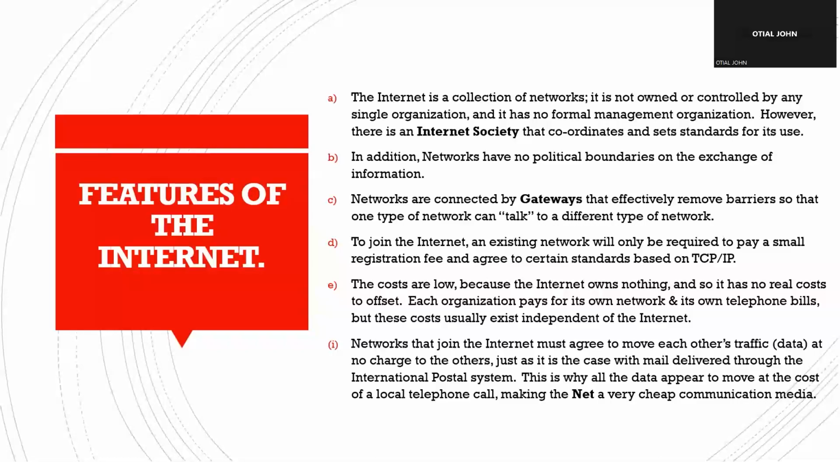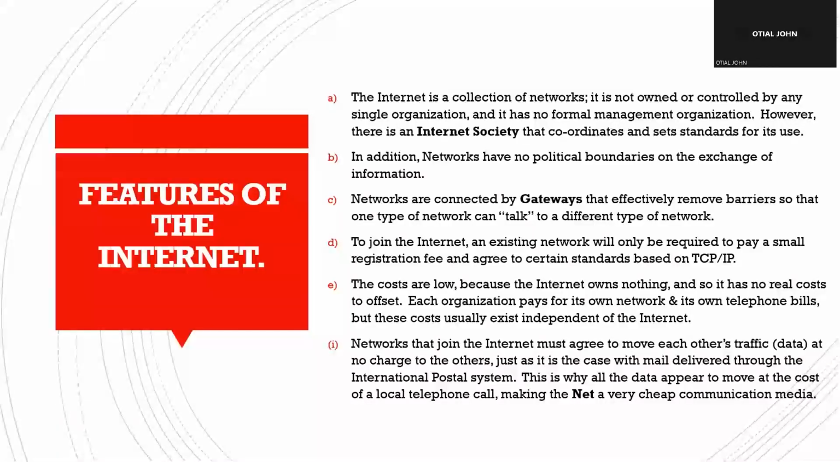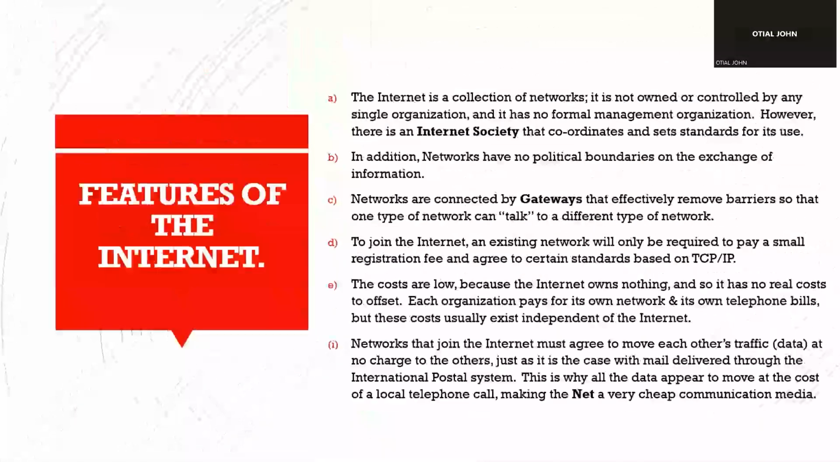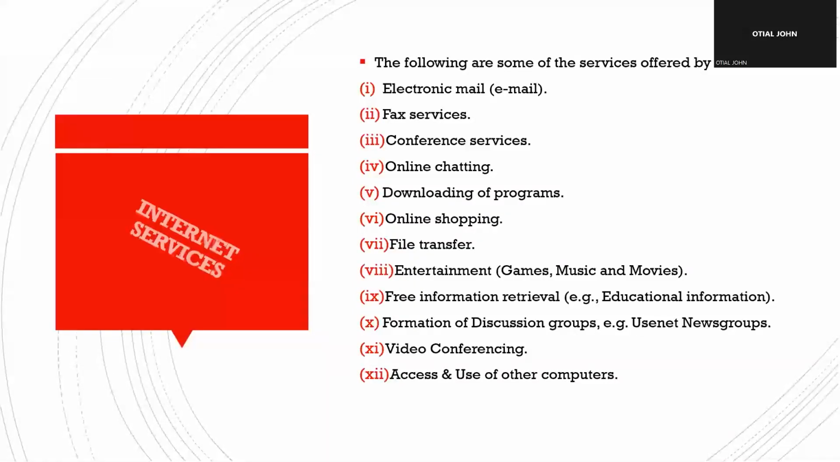And then also, the cost of the internet is low because the internet is not owned by any organization. So there is no one eligible to be paid some amount of money so that the internet can be accessed. And the last one: for one to join the internet, one must agree to what we call traffic data rules for the exchange of information. So those are the features of the internet.